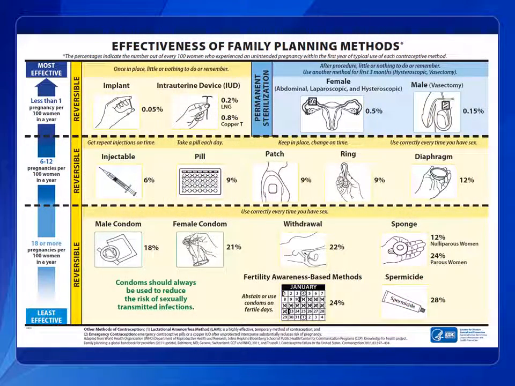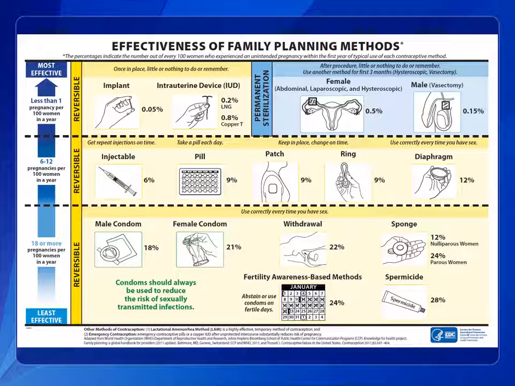This chart depicts the effectiveness of contraceptive methods. The U.S. MEC and SPR are organized according to contraceptive effectiveness. The most effective methods are listed on the top row. Less than 1 out of 100 women using these methods will become pregnant in 1 year. The methods in this row include reversible methods in yellow, such as the implant and intrauterine devices, as well as permanent methods in blue, such as female and male sterilization.